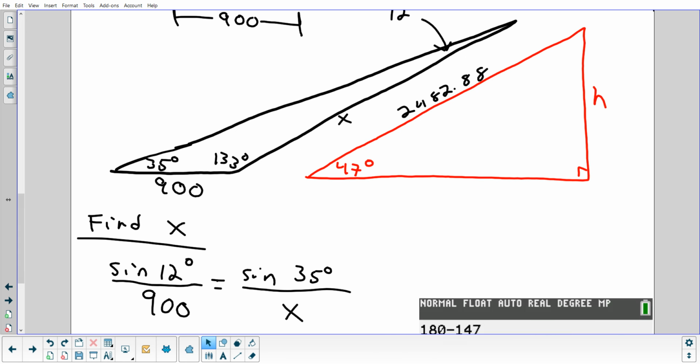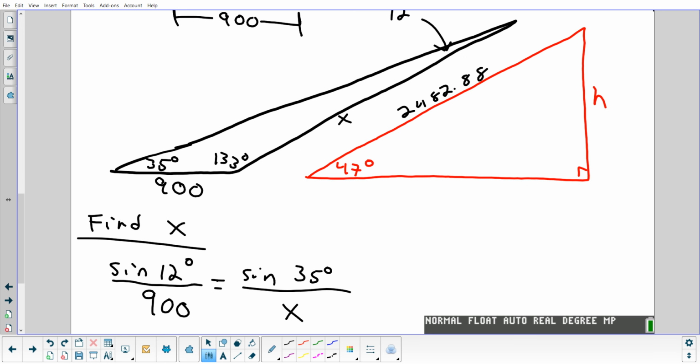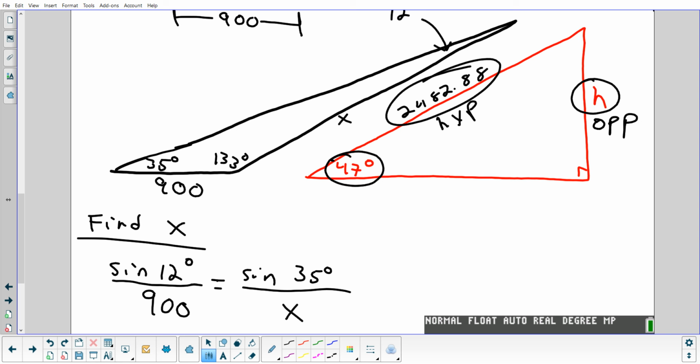Okay, what I would do from here is solve it just like you're solving a right triangle. Look at your angle, and then look at your two sides that you're given. What position is side H in relative to the 47? Opposite. And what's the position of the 2,482? It's your hypotenuse. And Francesco, what trig function involves those two?